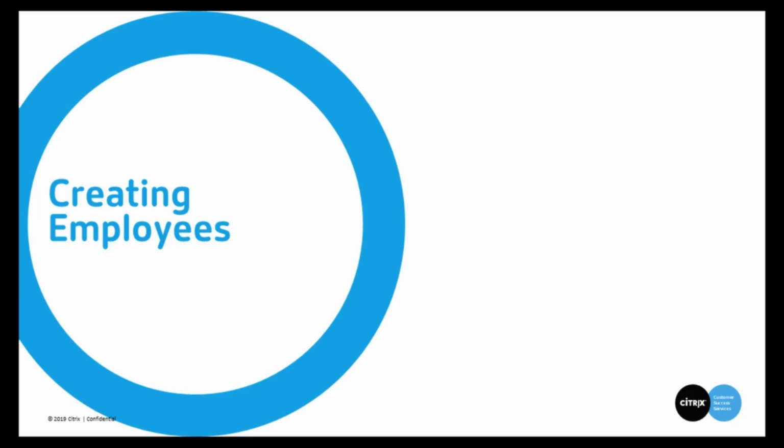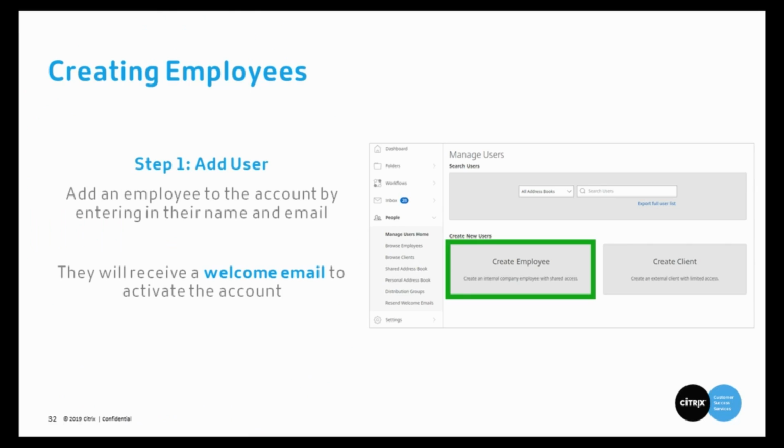So first things first will be creating employees. In order to create employees, there are 3 basic steps that you need to follow. The first one will be to add the user information, and make sure that this person's email address is correctly spelled, because they will be receiving a welcome email to activate their own account.